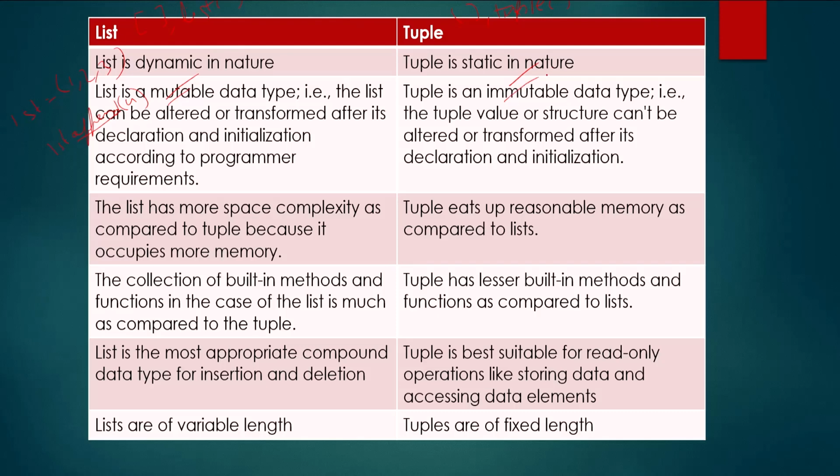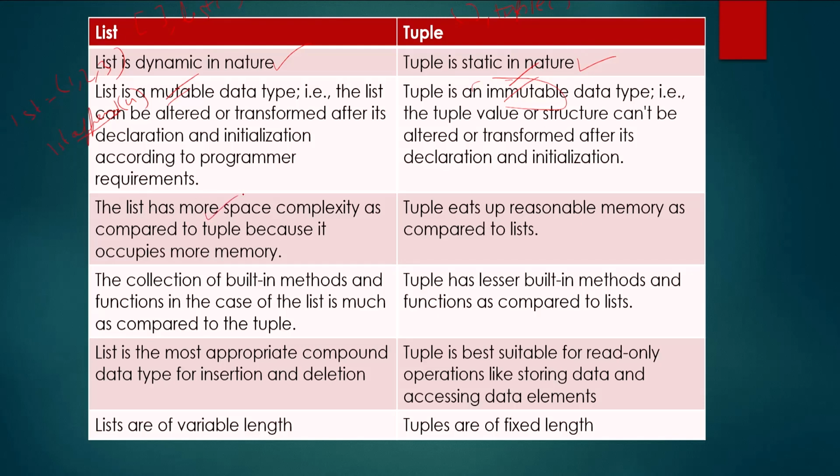Tuple is an immutable data type. Once a tuple is declared, we cannot alter its values. This is the reason for which list is dynamic in nature and tuple is static in nature. Since it is immutable, it is static in nature. Once it is declared, we cannot add or delete elements within it.